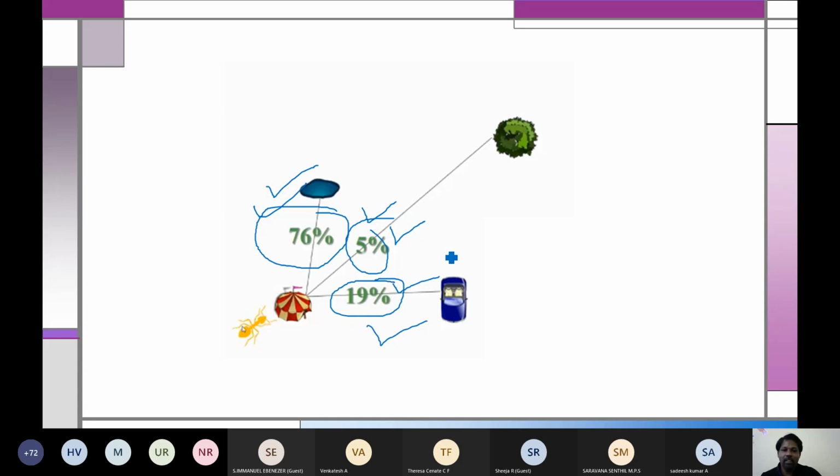Right, so now we have seen only with respect to distance, because all the pheromone contents are 1, 1, 1, 1, right?